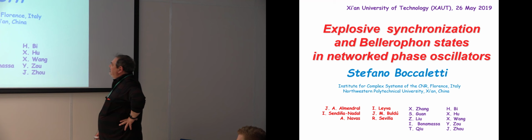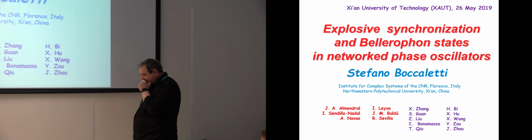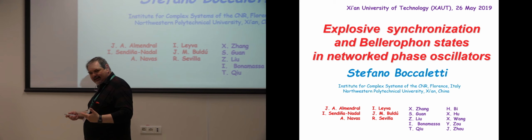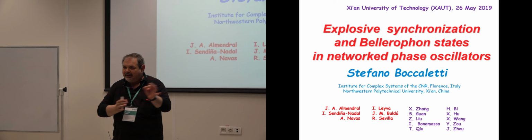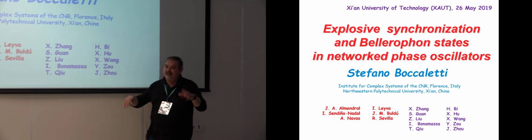And the idea is to speak a little bit about explosive synchronization, which is a new form of synchronization that you can have in networks when you adjust properly the topological properties of the network so that oscillators, phase oscillators, are connected in a specific way. And it's characterized as a phenomenon similar to a first order phase transition. So it's a discontinuous phenomenon and not reversible.